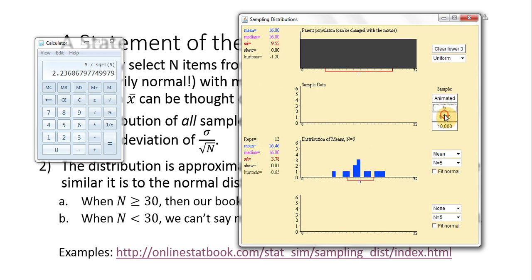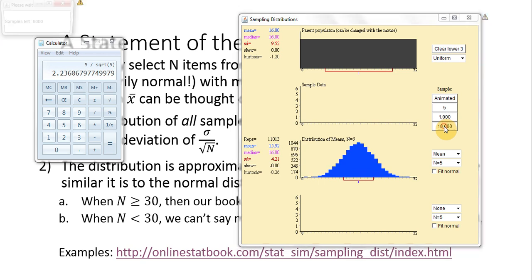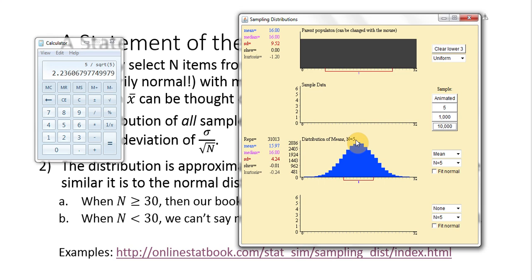And as we do this more and more, once again we're developing something that looks like the normal distribution. And this is with n just being 5. Our book says that n has to be more than 30. But regardless of what n is, the first part of the theorem is still true.